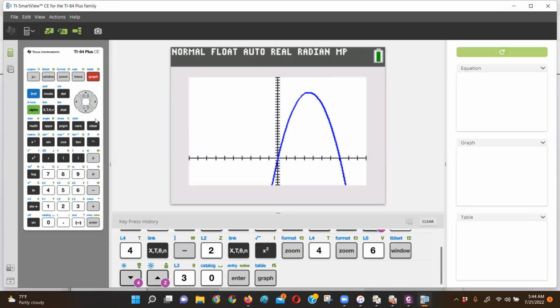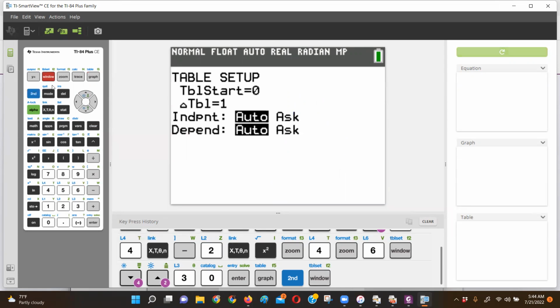Now, the whole reason I'm doing this is to evaluate, get those values for how high it is at each of those rectangles. So this is what you can do, the great feature of these calculators. If you do second table set, see over the window how there's this table set. I want to start at 0, and then I want to have it go every, what was it? Every half, was it? So I'm going to take my delta table 0.5.